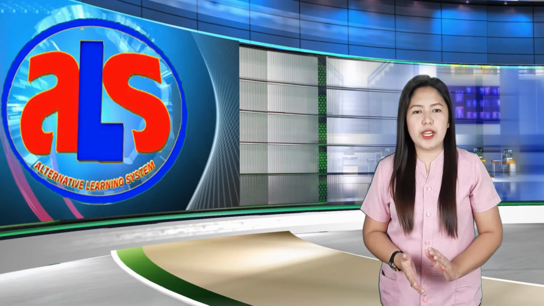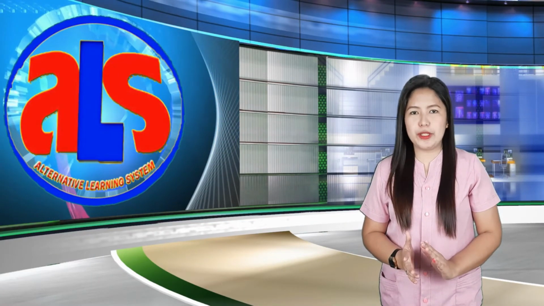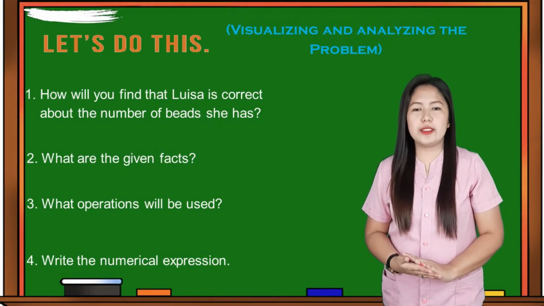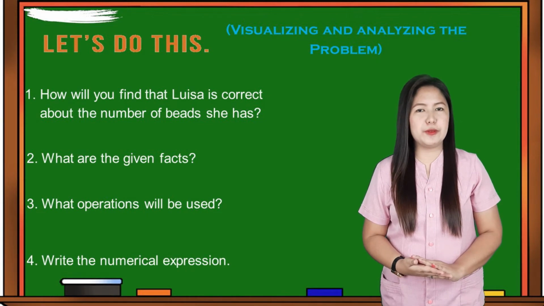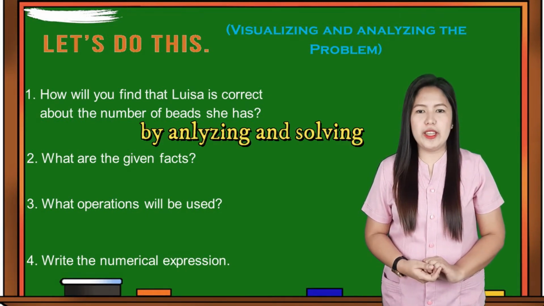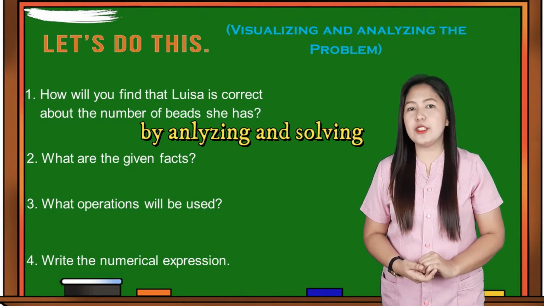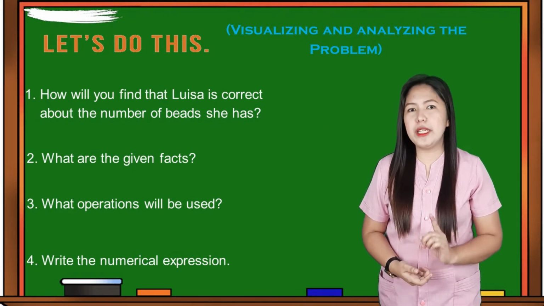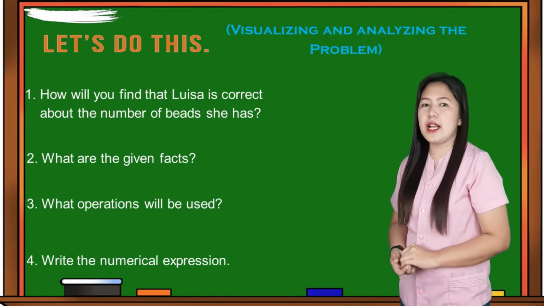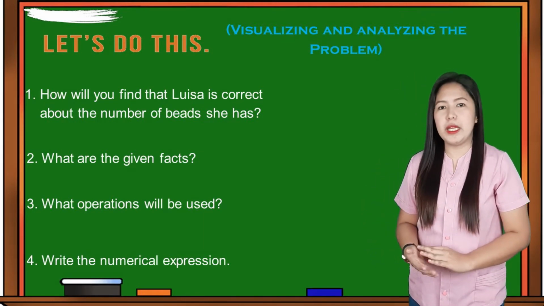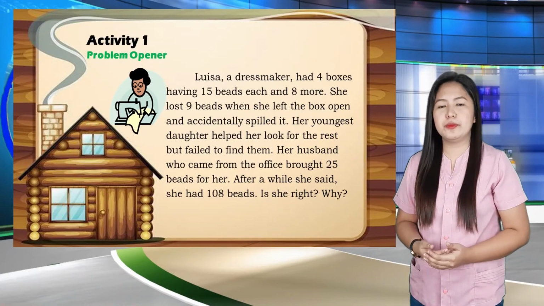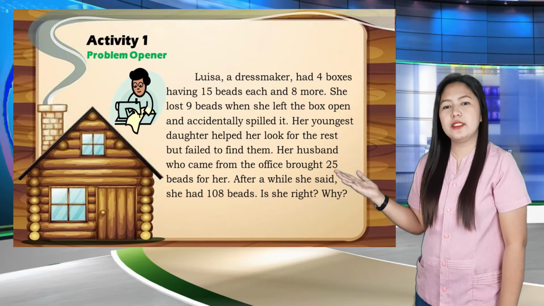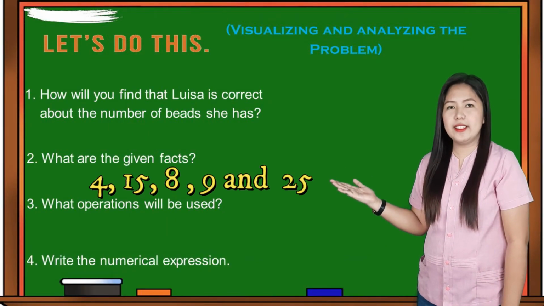Ngayon, i-visualize natin at i-analyze natin mabuti ang word problem. How will you find that Luisa is correct about the number of beads she has? Okay, i-analyze muna natin at isosolve natin ang word problem. Ngayon, alamin natin ano-ano nga ba ang mga given facts na nasa word problem. Balikan natin ang word problem. Meron siyang 4, 15, 8, 9, at 25.